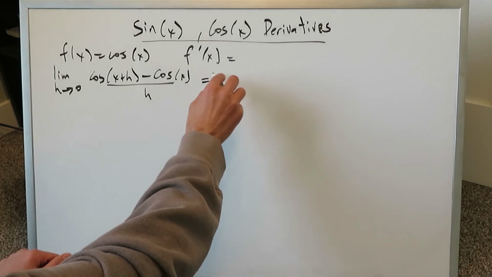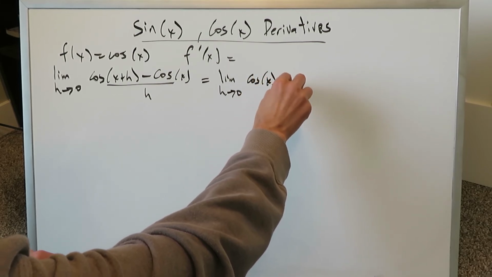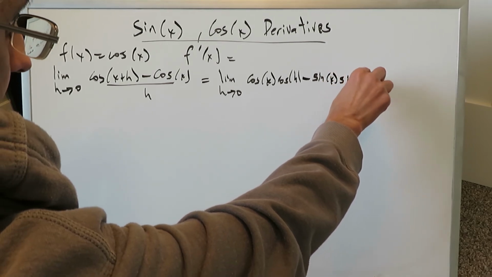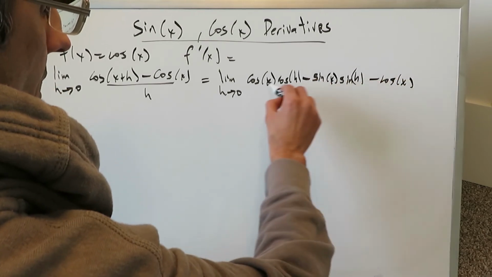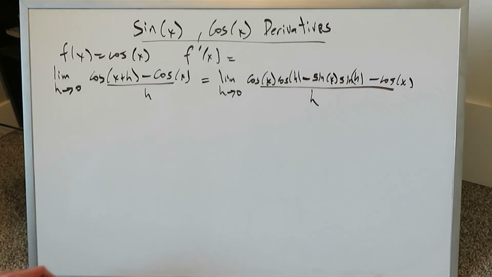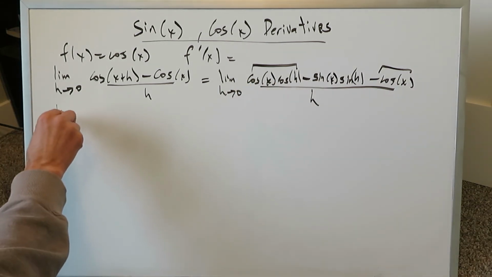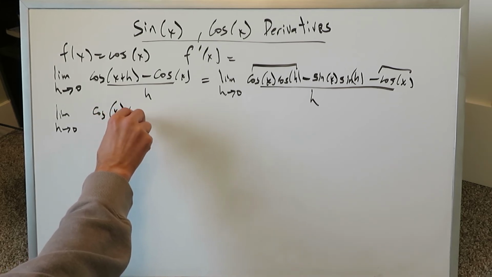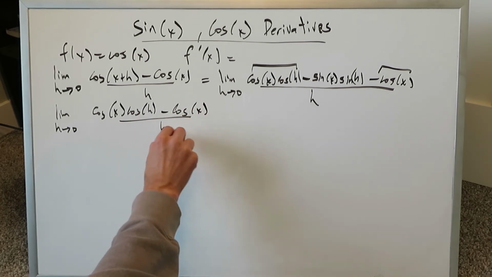You know that's going to be limit as h approaches 0, you'll do cosine of x, cosine of h, minus sine of x, sine of h. Nothing hyperbolic over here. Minus this f of x, which is cosine x, all over h. And that right there is this part right here expanded out. Look for a commonality. I see one here, I see one here in terms of the cosine x. Limit as h approaches 0, we combine those common terms. We have cosine x, cosine h, minus that cosine x all over h, minus.